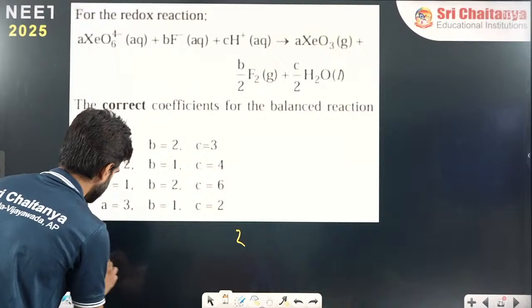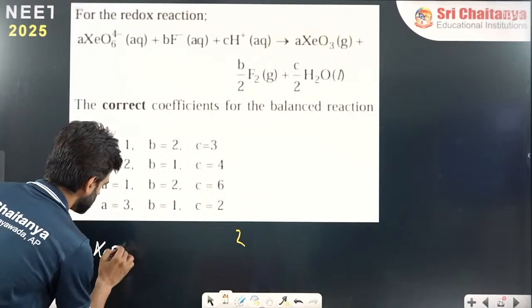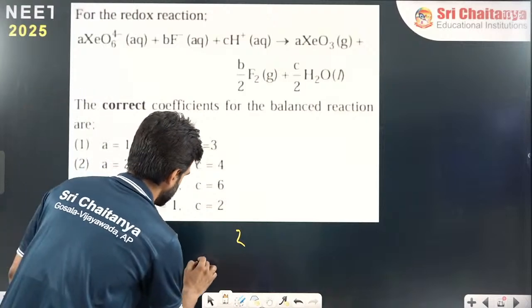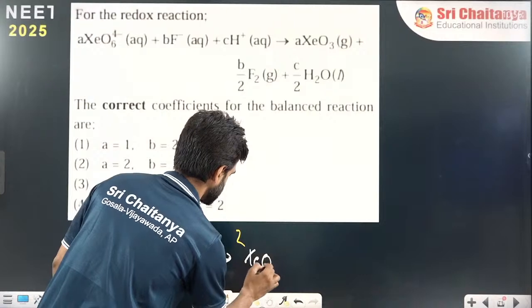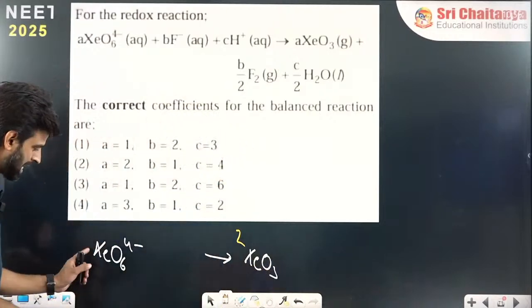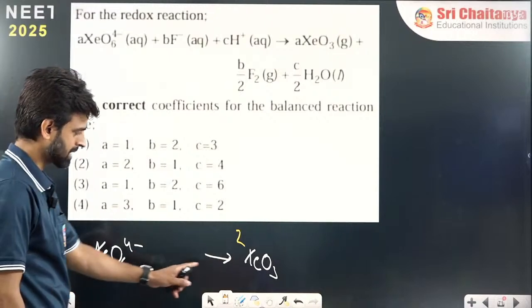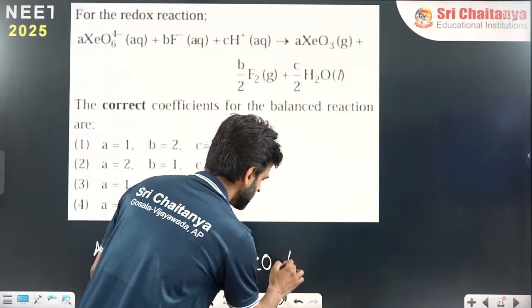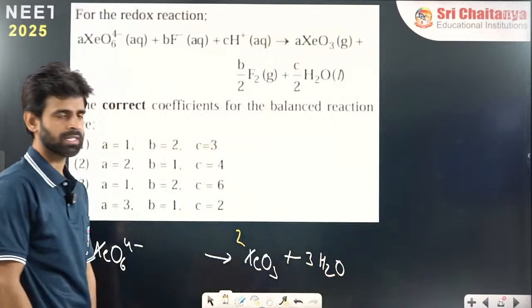It was XeO6 4 negative, and here we took XeO3. Now Xe is already balanced, right? Oxygen how much here? 6. Here 6. How do we balance the oxygen? Using water molecules. We took 3 water, right?